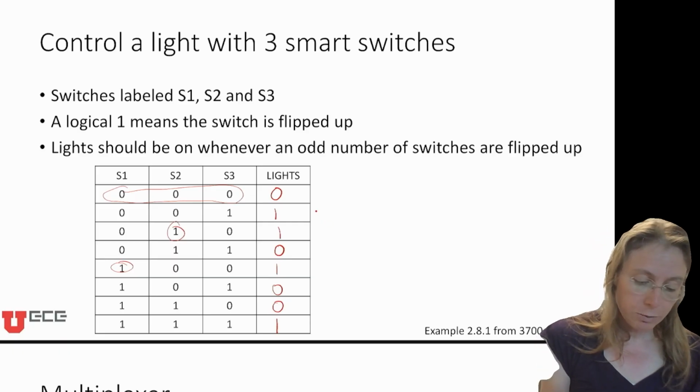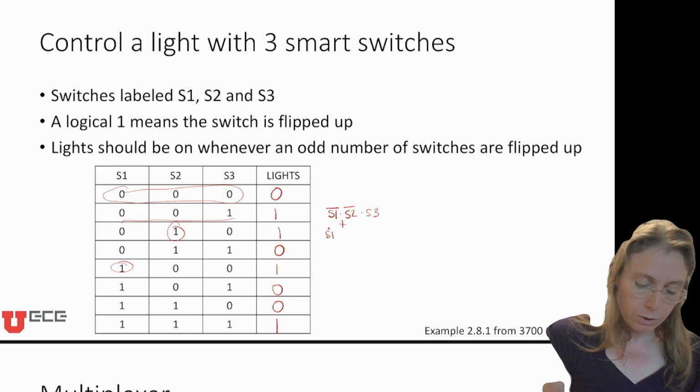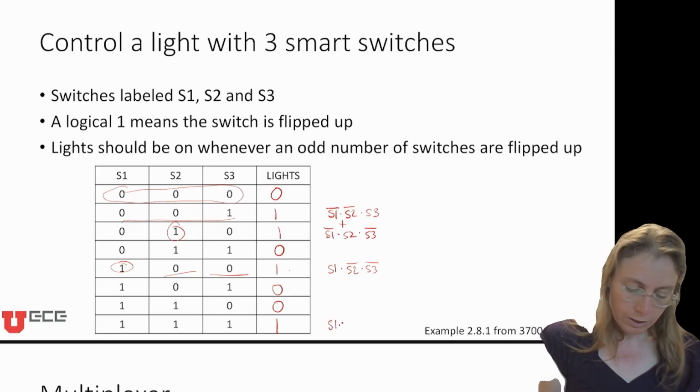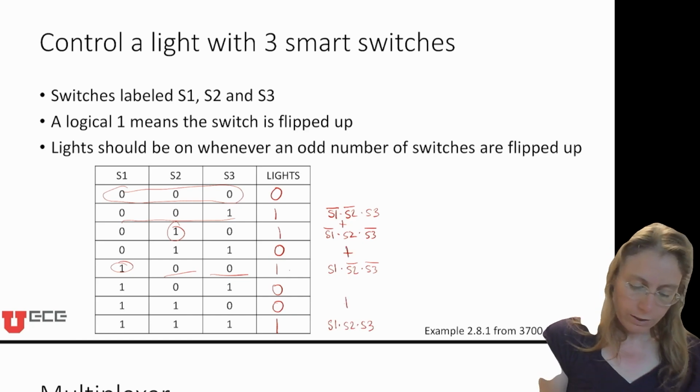So brute force says whenever there's a 1, I'll AND all these things. So I have S1 knotted, S2 knotted, and S3. Or I can have S1 knotted, S2, and S3 knotted. And for this row here, I have S1 and S2 knotted, S3 knotted, because they're zeros. And finally, I have the last case where it's S1, S2, and S3 are all 1. And then I OR all of these things together.